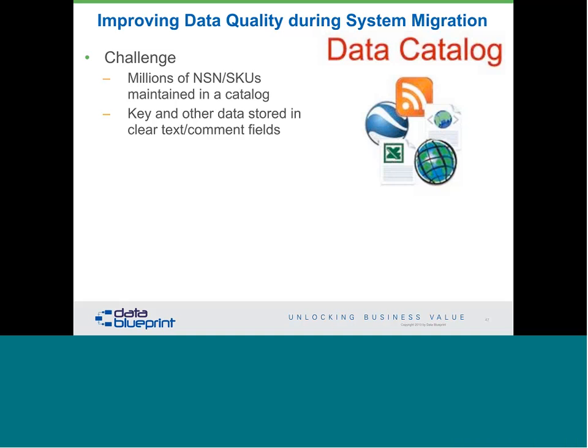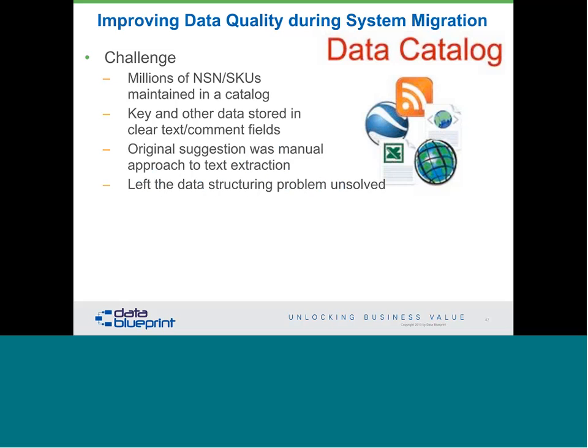It worked out very, very well, but now with all of this data stored in clear text comment fields, it meant they had to have very strong subject matter experts, or in this case, tribal knowledge, to understand how to use the data in this context. So in order to move it into an ERP system, somebody said we're going to have to manually go into each of these millions of NSNs or SKUs and extract the text manually, which meant the data structuring problem was completely unsolved.